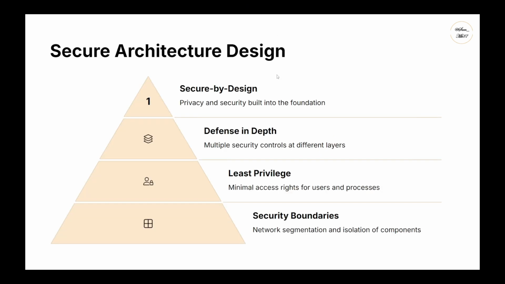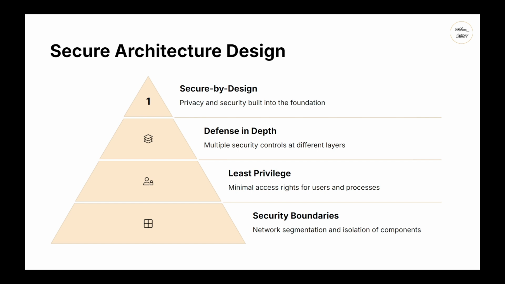Next is secure architecture design. So designing a security system starts with the principle of secure by design. This means security and privacy are not added after the fact. They are built into the architecture from the very beginning. Every component, service, and interaction is planned with potential threats in mind. A key concept here is defense in depth. Rather than relying on a single layer of protection, multiple security controls are placed throughout the system. So even if one control fails, like a firewall or access restriction, others are in place to slow down or stop an attack.